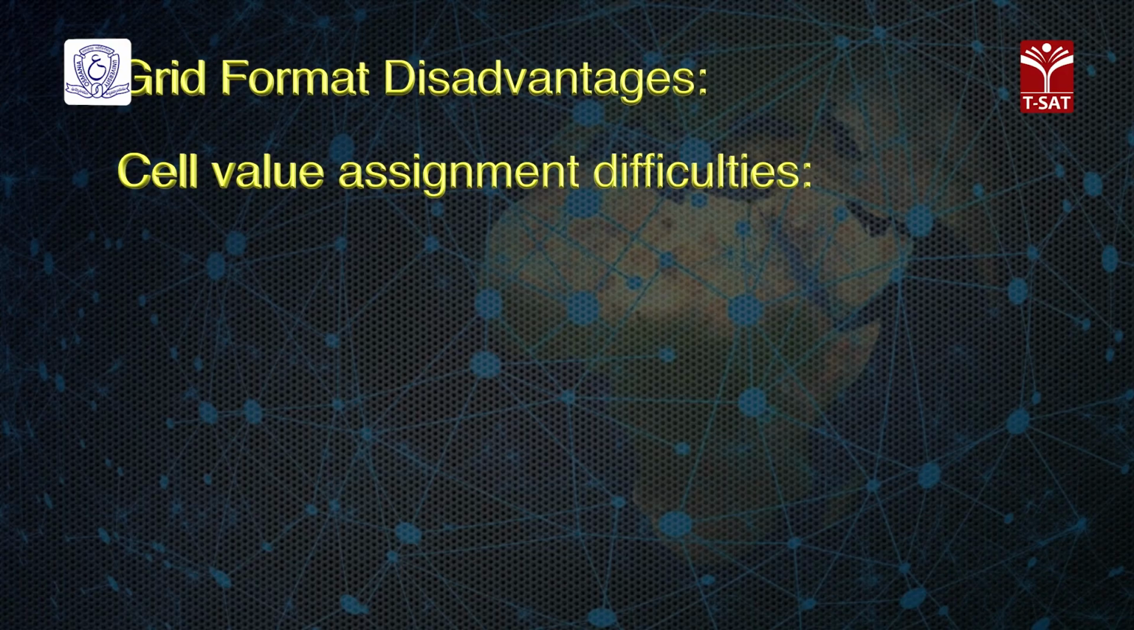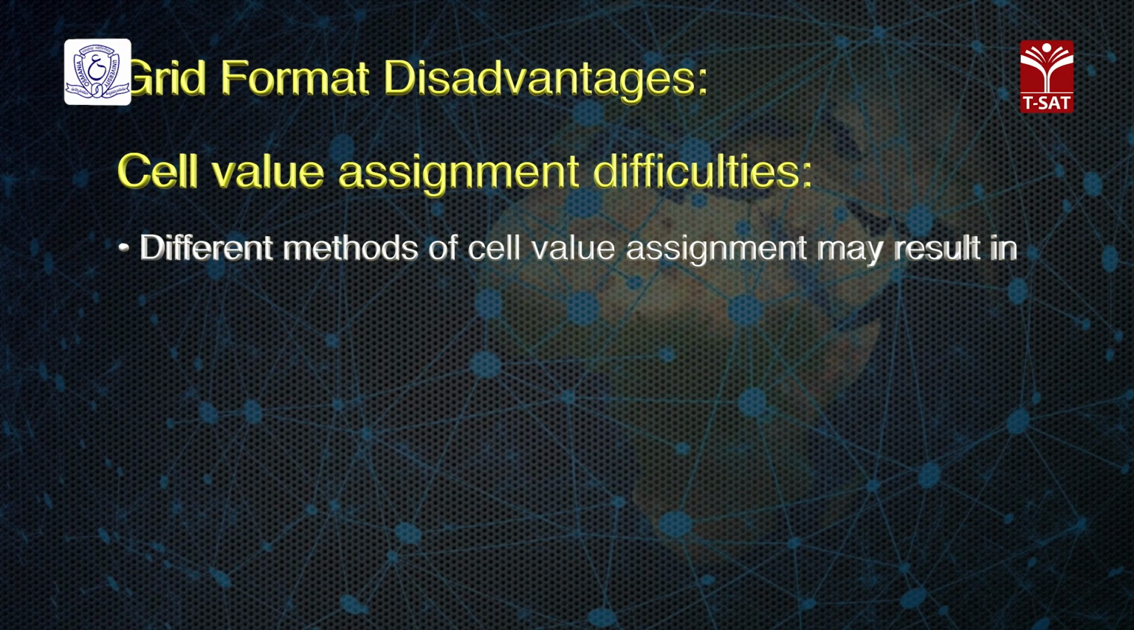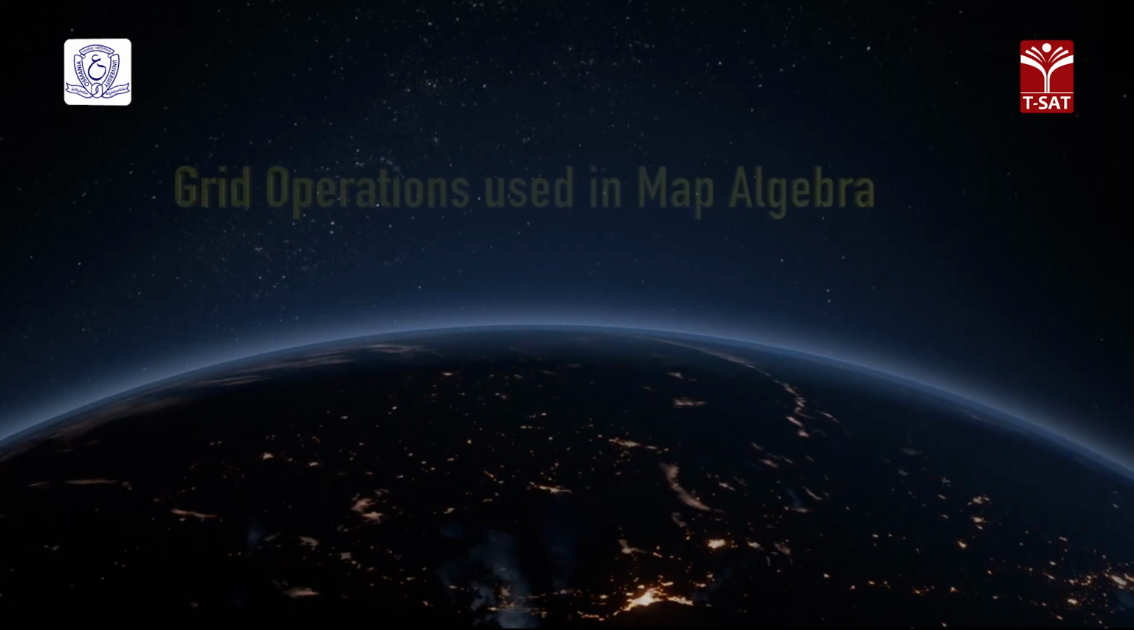For example, if a large area is being represented in the raster format where very few cells are representing a large amount of data, then in such a situation the resolution is lost or varies. Whenever the resolution is very high, all the data on the map can be easily represented in the raster format. Cell value assignment difficulties. Different models of cell value assignment may result in quite different spatial patterns.